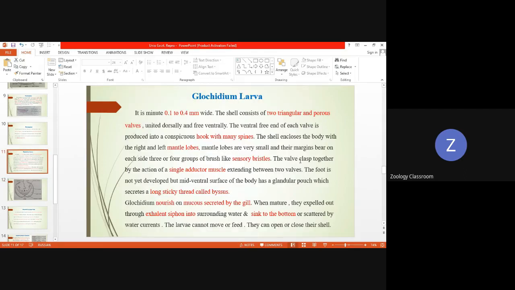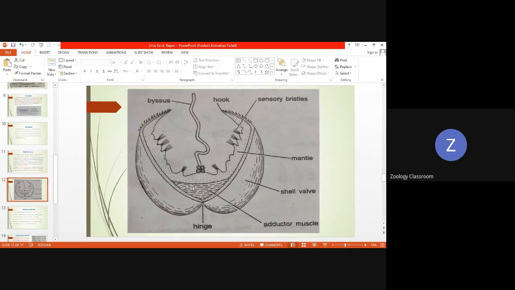The valves are clasped together by the action of a single adductor muscle extending between the two valves. See, एकच मसल आहे. Adult मध्ये किती असतात? 2 असतात. There are 2 muscles present in the adult, but here in the larval stage only a single adductor muscle is present. And because of the contraction and relaxation of these muscles, these two ends they clasp. उघडझाप continuous त्याची चालू असते.